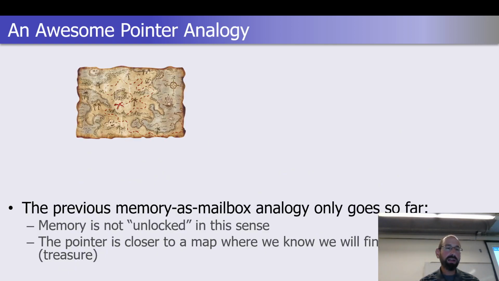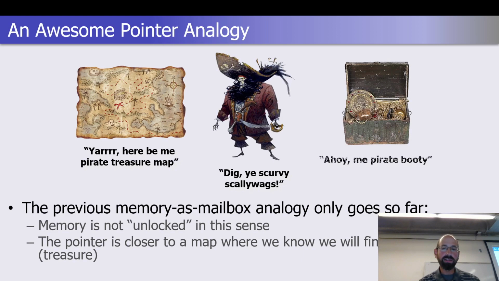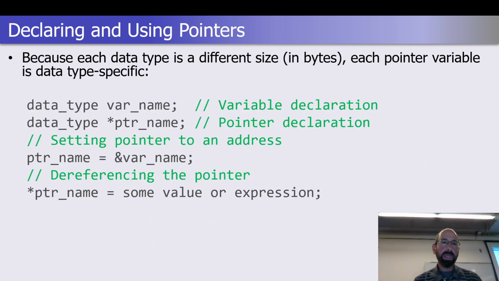Here's a much better pointer analogy. Yar, here being me pirate treasure map. There's the pirate, and ahoy, me pirate booty. So this analogy is maybe a little bit better. It's certainly cooler because the memory as mailbox analogy only goes as far as that we don't really unlock memory. Right? There isn't a locking and unlocking, at least not via this pointer mechanism. The pointer being closer to like a map with like an X marks the spot maybe also is a little bit more reasonable. Here's where you need to go to find this variable in memory would be another way to think of what a pointer actually is here.